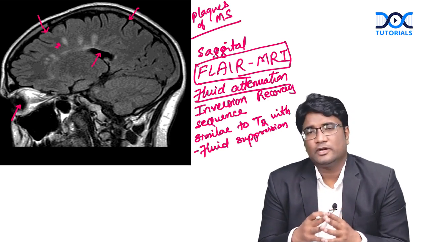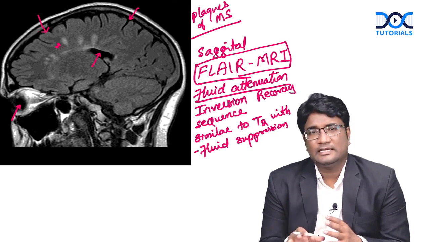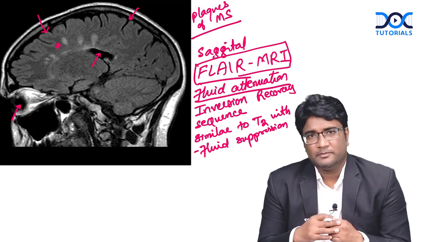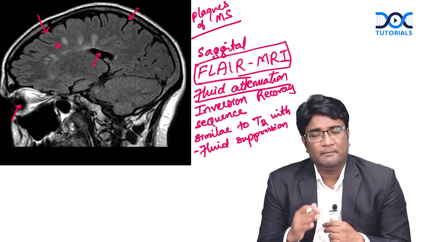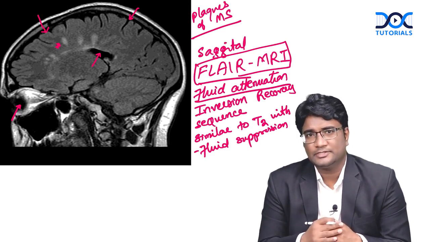So this is what a FLAIR MRI does. It is the same as T2 weighted imaging, but the fluid signals are suppressed, and so the brain edema or any pathologies within the brain can stand out much better. It's a very good sequence to look at the plaques of MS, because in MS we mainly have periventricular lesions.